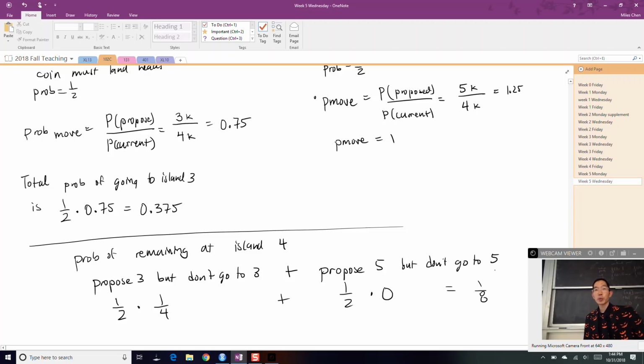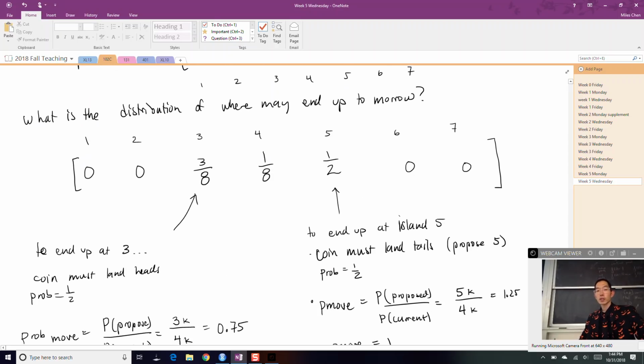Because I propose island 3 with probability 1/2, I go to 3 with probability 3/4, which means I won't go to 3 with probability 1/4. And then if I propose 5, I'm definitely going to island 5. It's got a bigger population than my current island, so the algorithm says we definitely want to go to these islands that are more populous. So we get this. This is the distribution of where we will end up if I'm currently at island 4, where I will end up at the next turn.